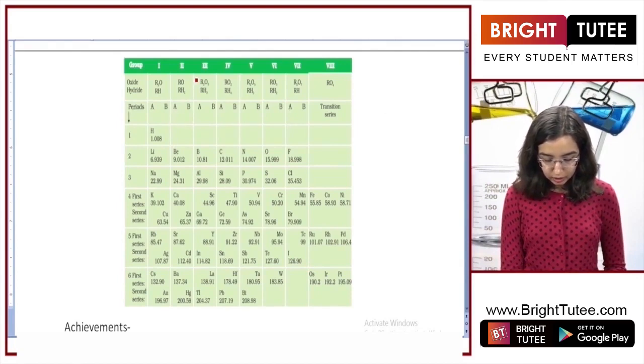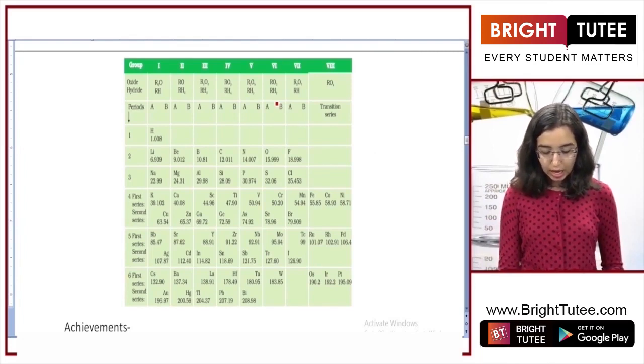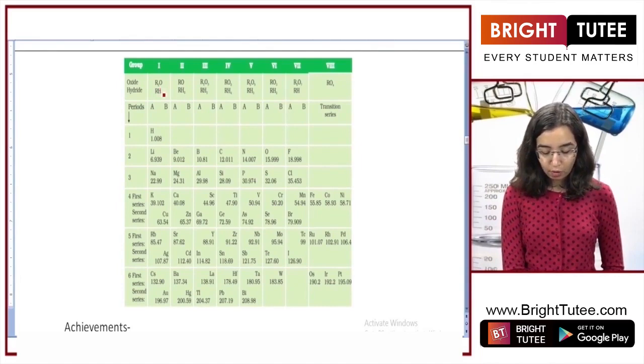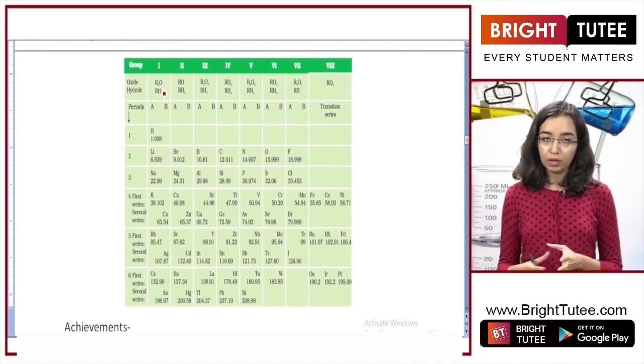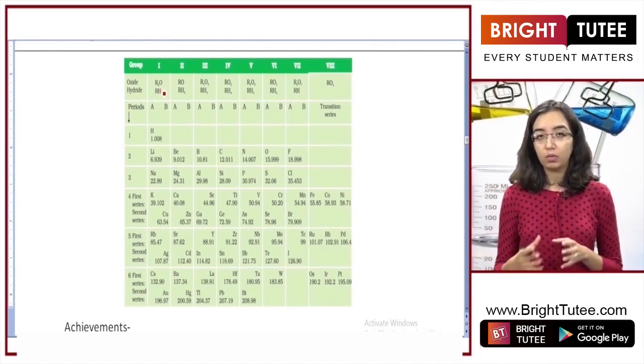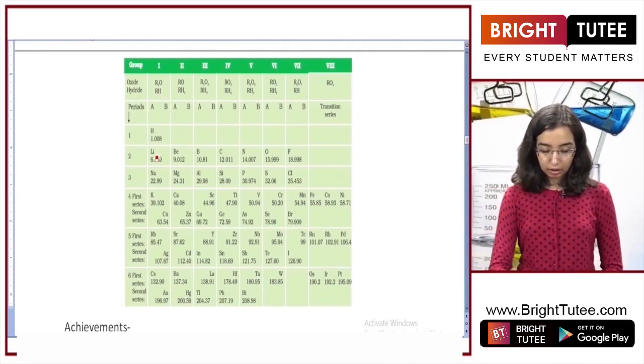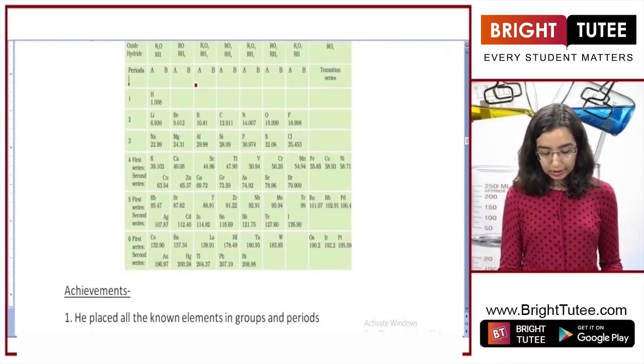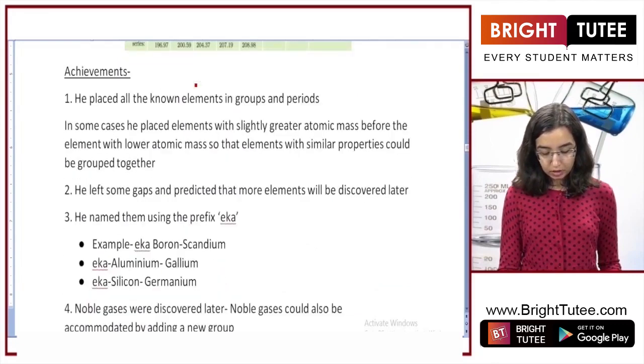So as you can see here, this is Mendeleev's classification. We have 8 groups and we have 6 periods, and the classification has certain gaps. He also gave the formula of oxide and hydride on the top because these were the bases on which he classified. So this entire group had a similar basic formula. This entire group had a similar basic formula, and so on. Okay, so that was the classification by Mendeleev.